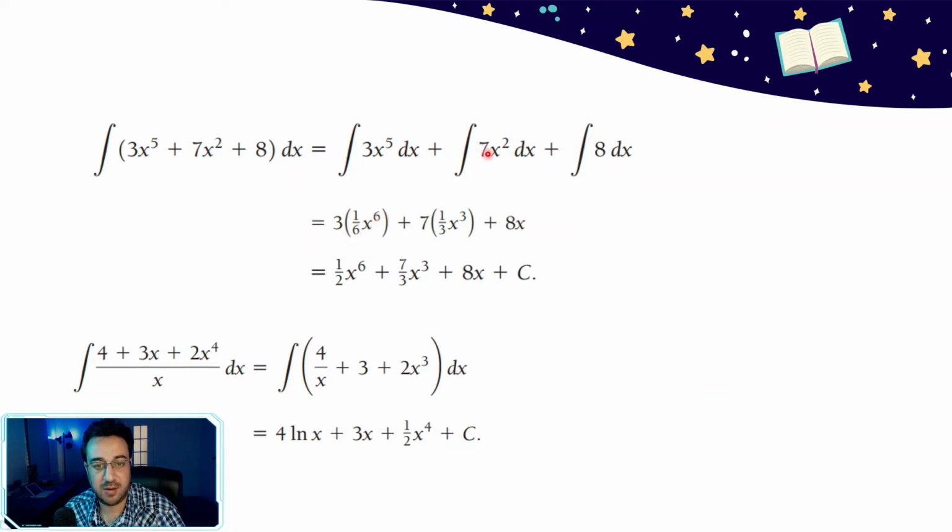Go next. You have a constant and a function with a power here that we can apply the power rule to. The final answer would be 7 multiplied by 1 over 2 plus 1, multiplied by x to the power of 2 plus 1. Plus 8 as a constant would result in 8x.